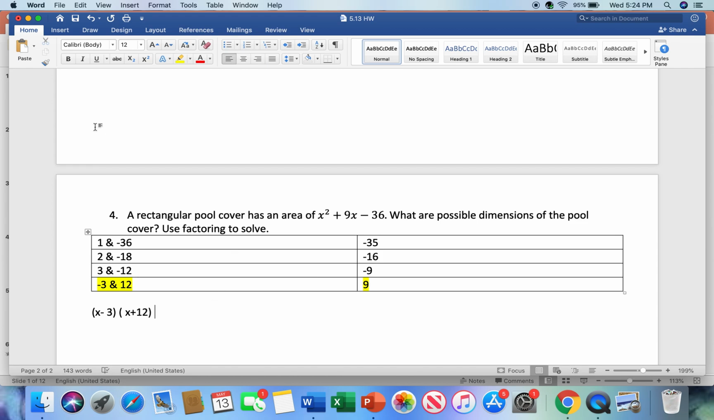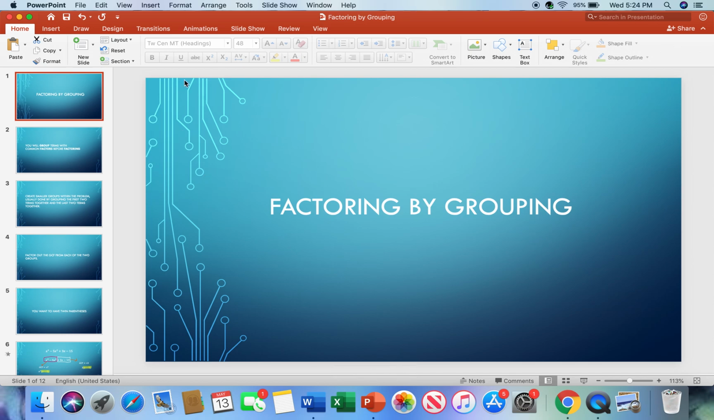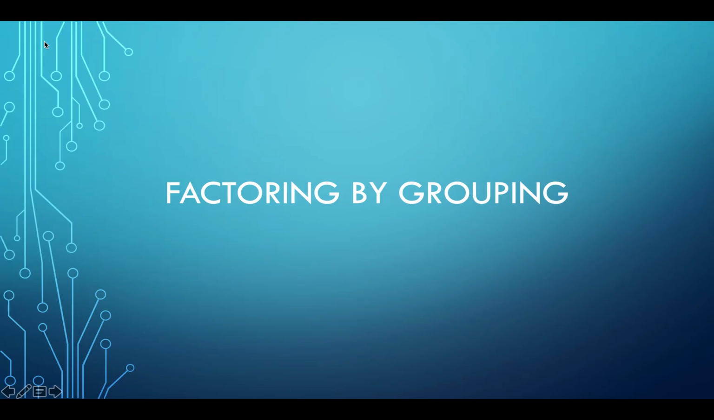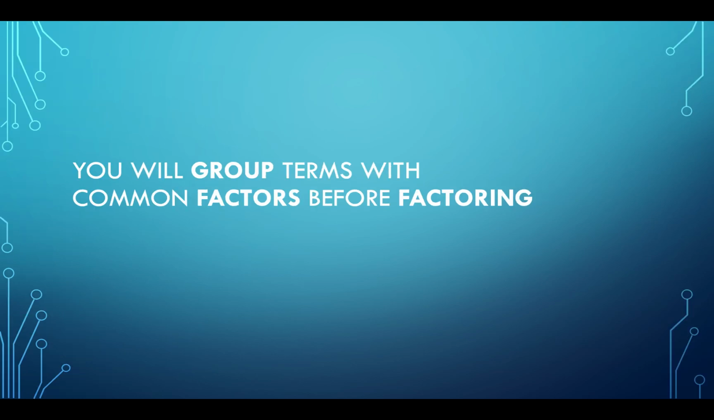Okay, so the next thing we're going to start on now is something called factoring by grouping. We're going to jump a little ahead. This is going to be a lot easier for the lesson we're going to learn tomorrow. So I'm doing this to help you understand how we're going to be factoring tomorrow. When we factor by grouping, we're going to group the terms with common factors before factoring. I'm going to explain what that means in just a second.